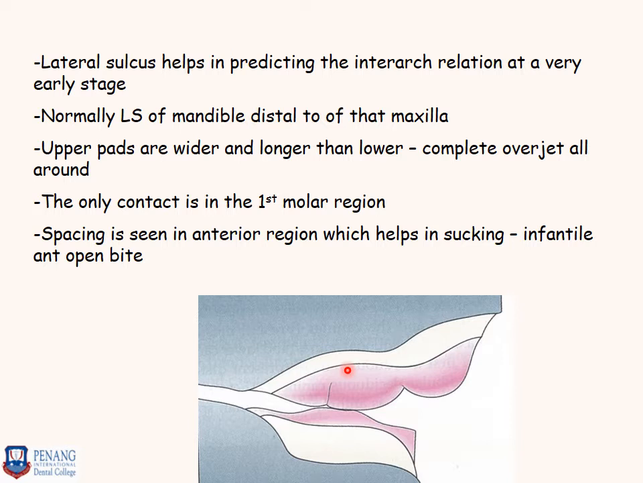The only contact that occurs when the child is biting is in the first molar area, where they are contacting. So what we see here is a spacing between the maxillary and the mandibular gum pad, and this space actually helps in suckling during feeding, and this is also called infantile anterior open bite.